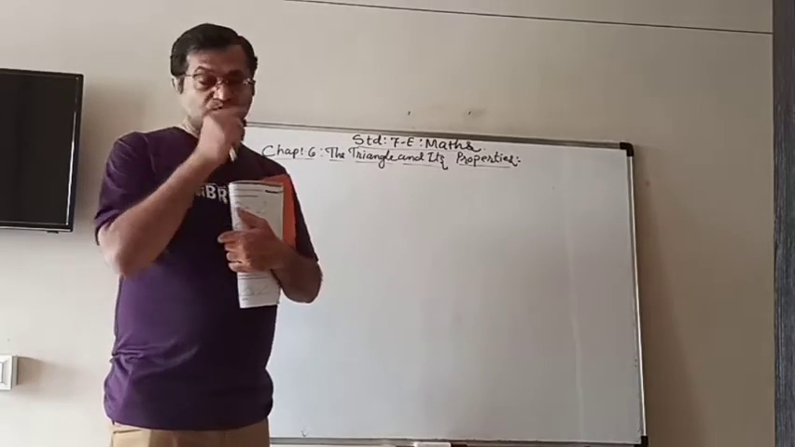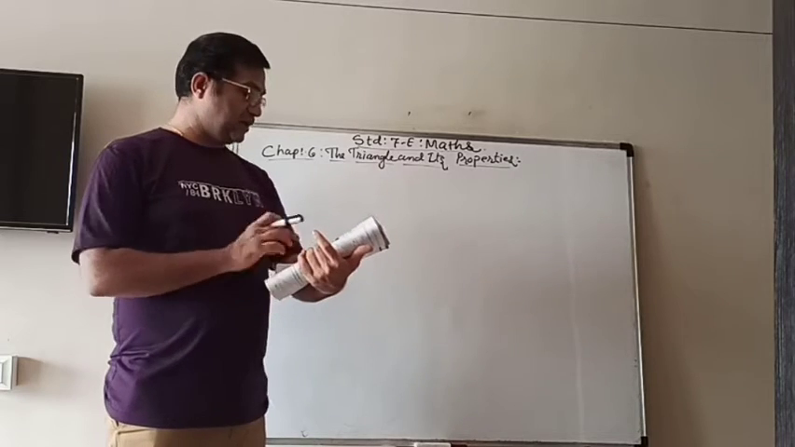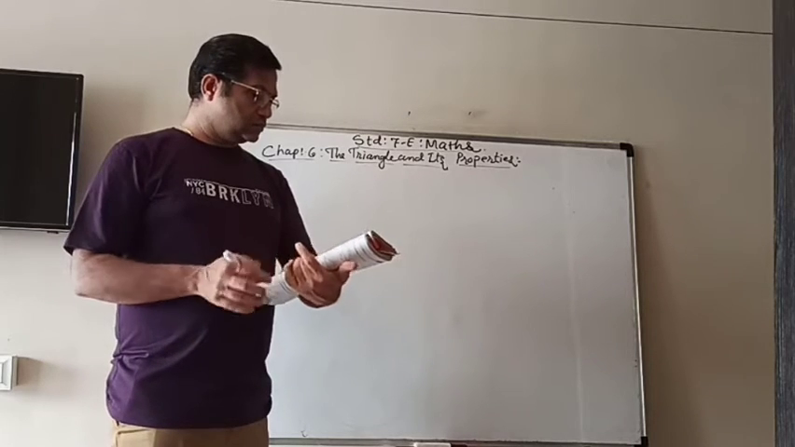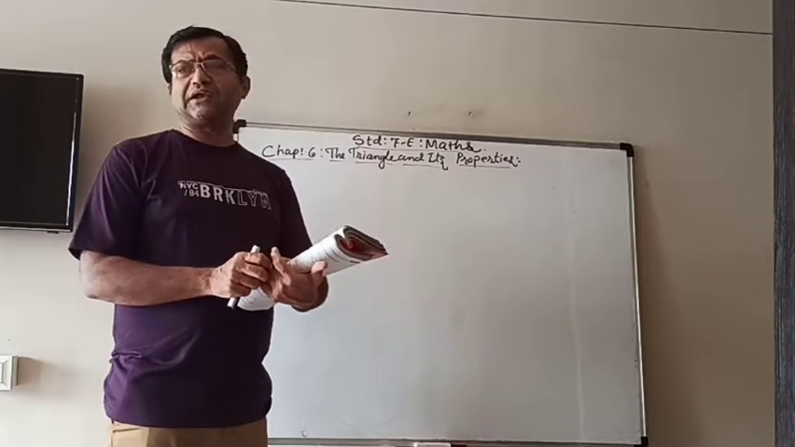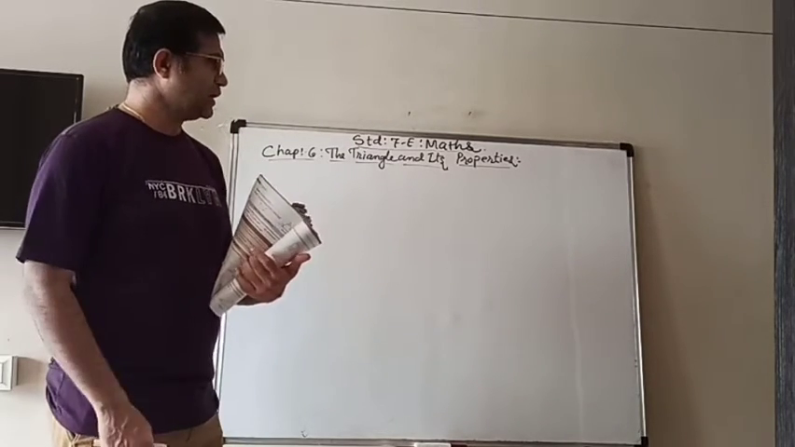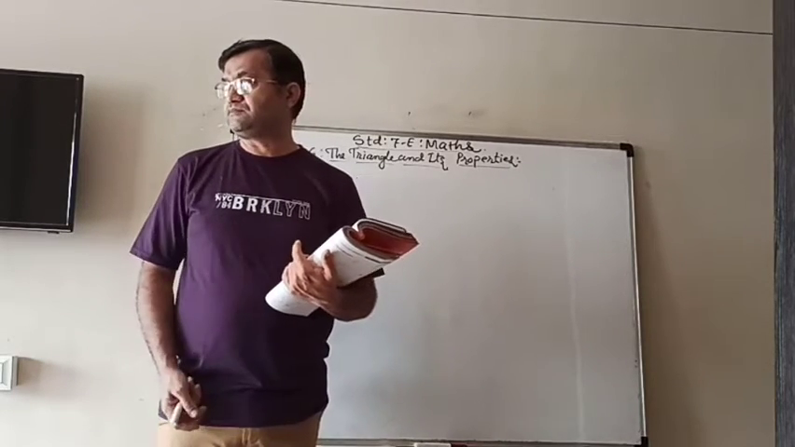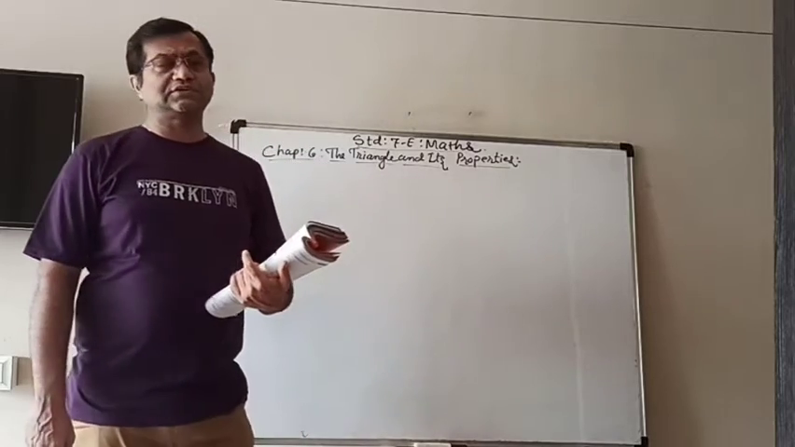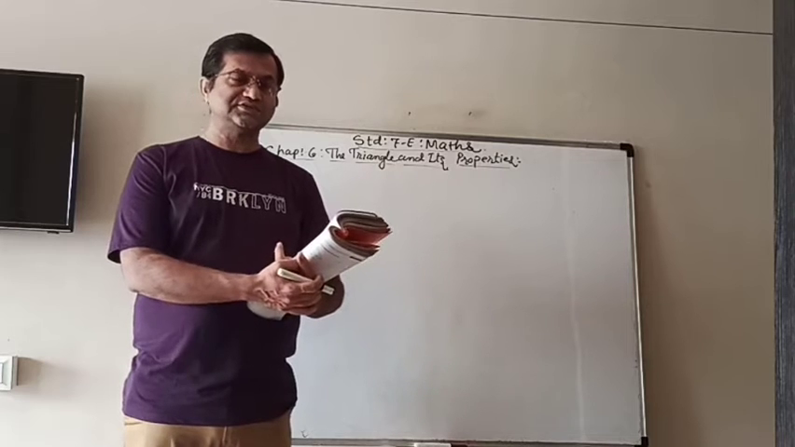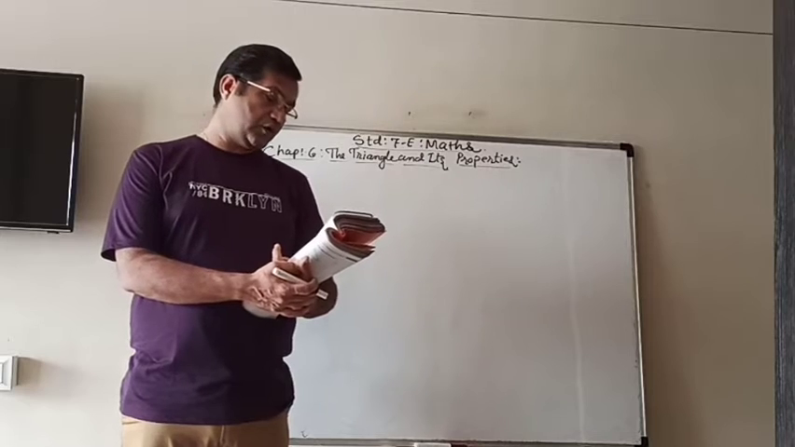Students, Standard 7, Chapter 6, the triangle and its properties. Now, in the last session we learned about the exterior angle of the triangle and an important property of the exterior angle. We learned that the measure of the exterior angle of the triangle is equal to the sum of its interior opposite angles.